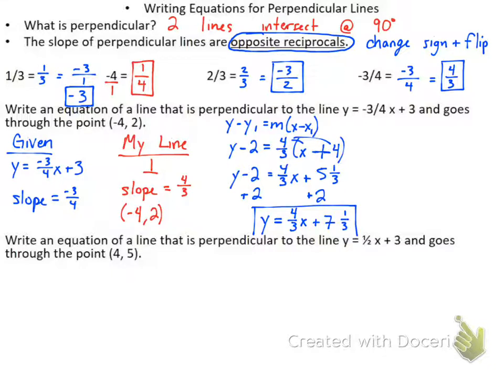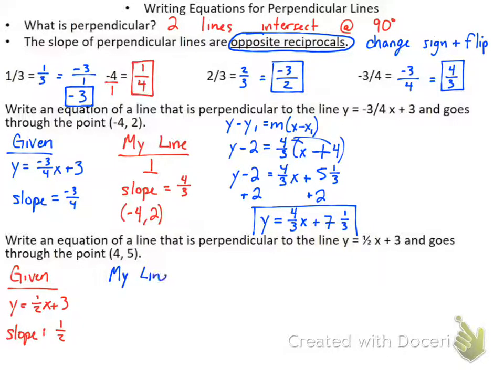With the second one, again, same thing. Flip over to the back of your notes. I think this one's on the back for you guys. My given information is the equation y is equal to 1/2 x plus 3. Again, the only thing that matters of my given information is my slope, which is 1/2.